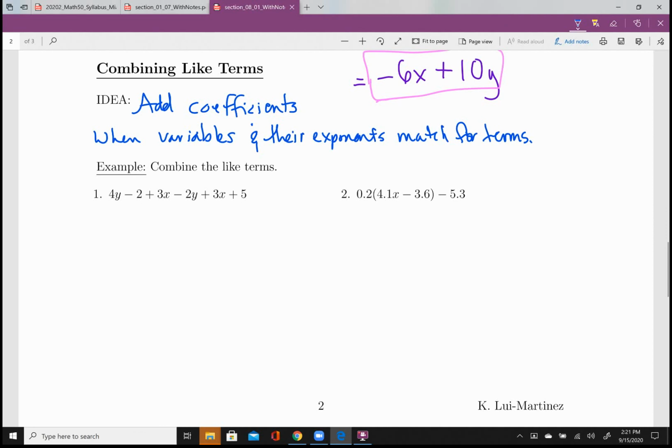So you will not be adding x squared terms to x terms, or y to the 5th power terms to y to the 2nd power terms. You know what I mean? Even though the same letter is being used, the exponents have to match as well in order for the like terms to be combined, okay?